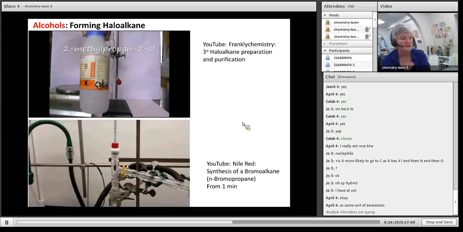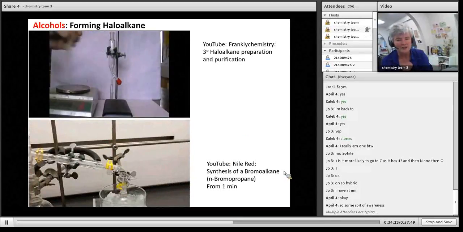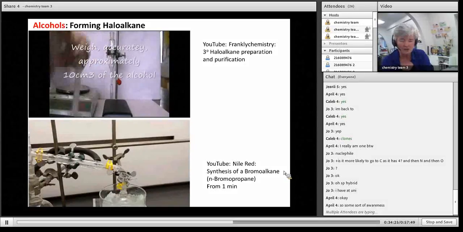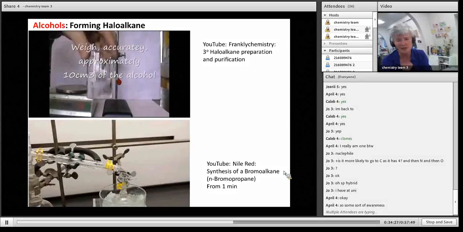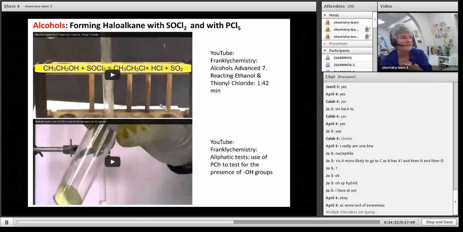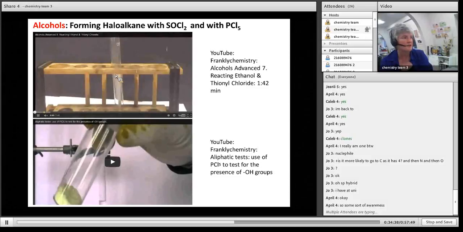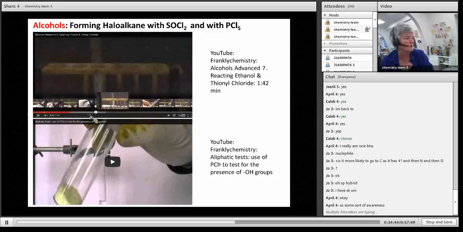Right, so Niall read and frankly chemistry. I think these are on OTL. If they're not on OTL, let me know, because I sometimes forget to update things and so on. And here's some more. This is now the thionyl chloride, and because remember we had that as a reaction forming a haloalkane. So this is from 1 minute 42.